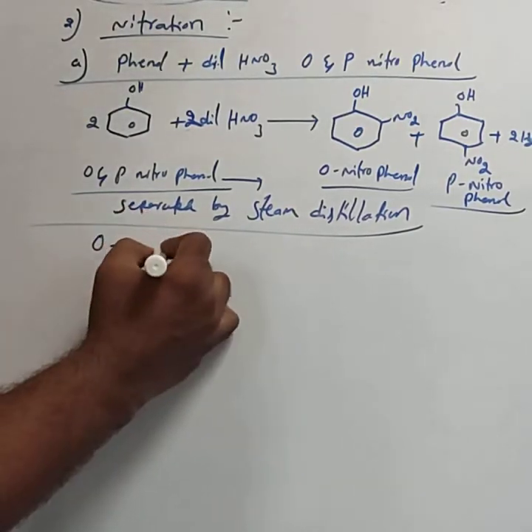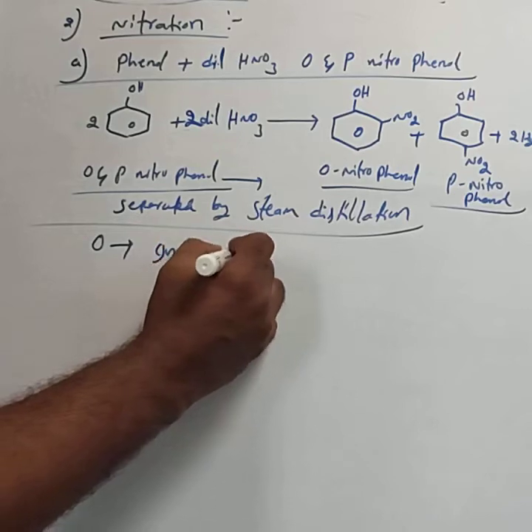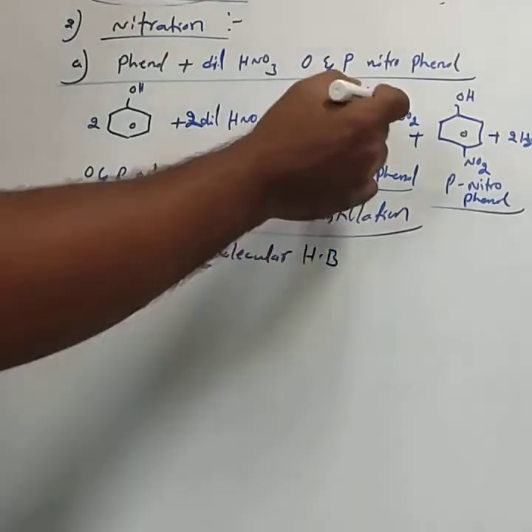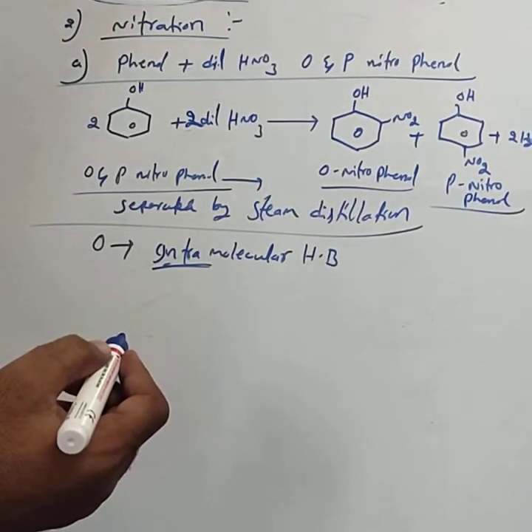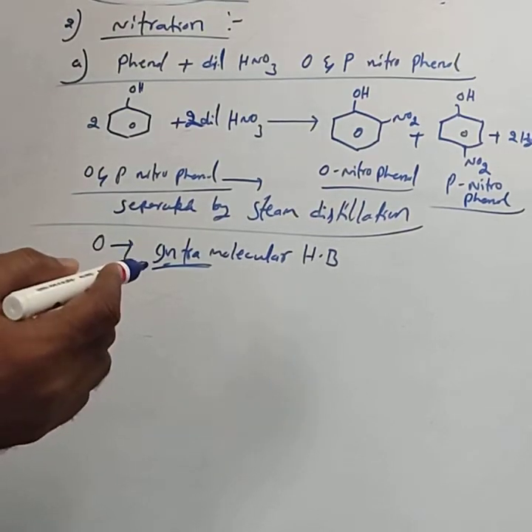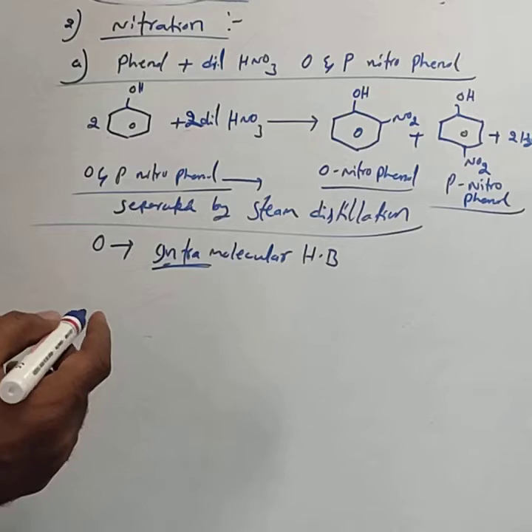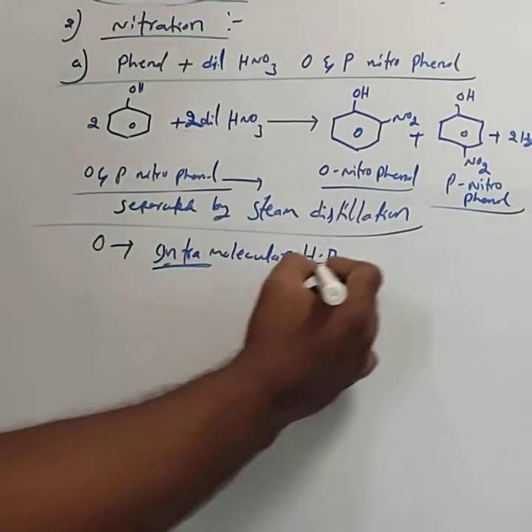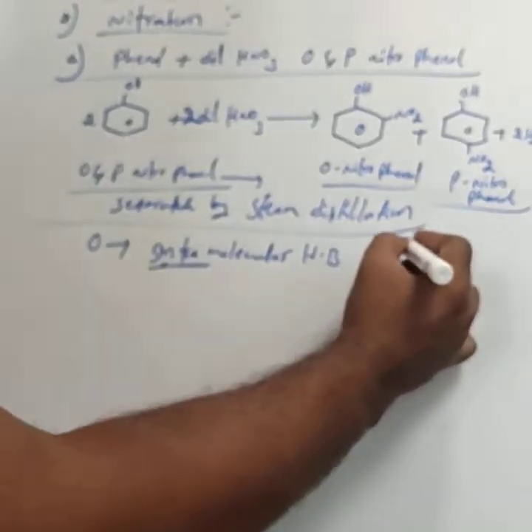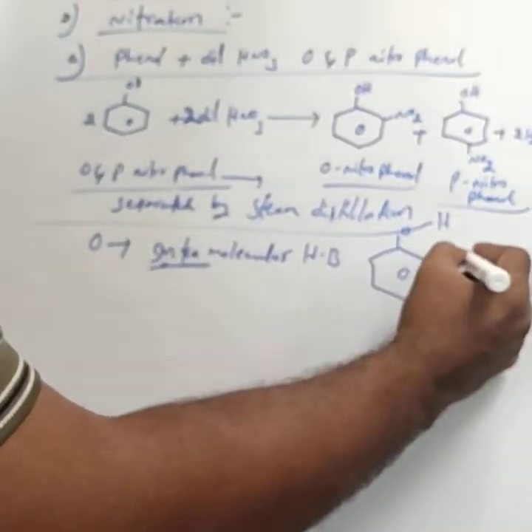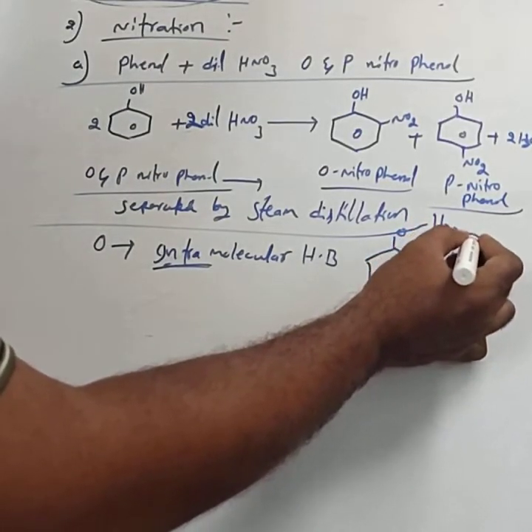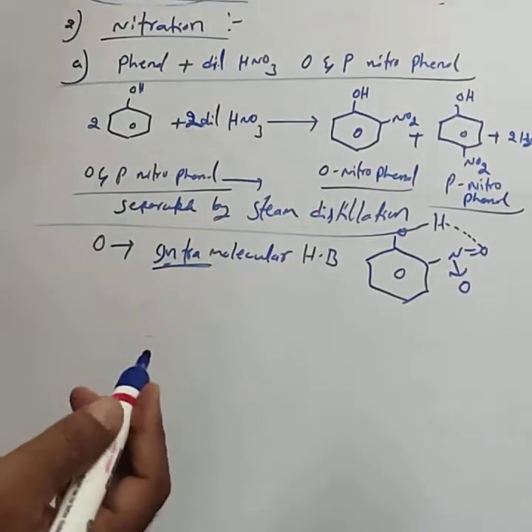orthonitrophenol involves intramolecular hydrogen bonding, within the molecule. In chemical bonding chapter, we already studied two types of hydrogen bonding: intermolecular hydrogen bonding and intramolecular hydrogen bonding. This orthonitrophenol involves intra. For example, you take this structure, OH, NO2. Here within the molecule between hydrogen and oxygen, hydrogen bonding arises.